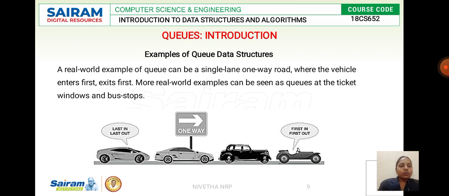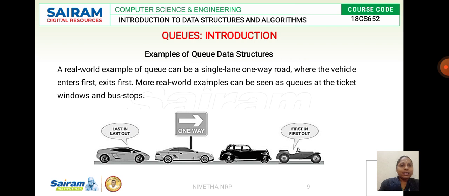And we have 2 operations here, insertion and deletion. Insertion we call NQ, and deletion we call DQ operation. These 2 operations are performed at 2 different ends. Insertion, NQ operation, is done at the rear end, and your DQ operation, that is deletion operation, is done at the front end.